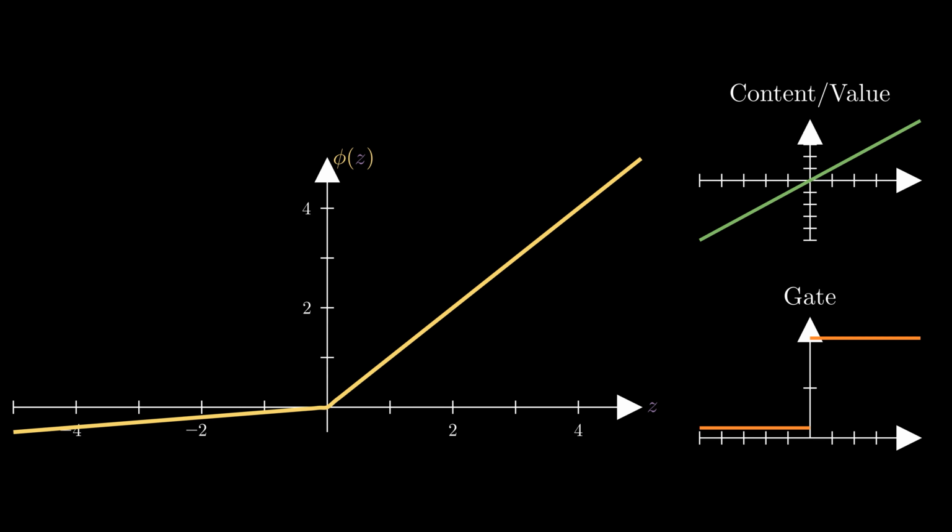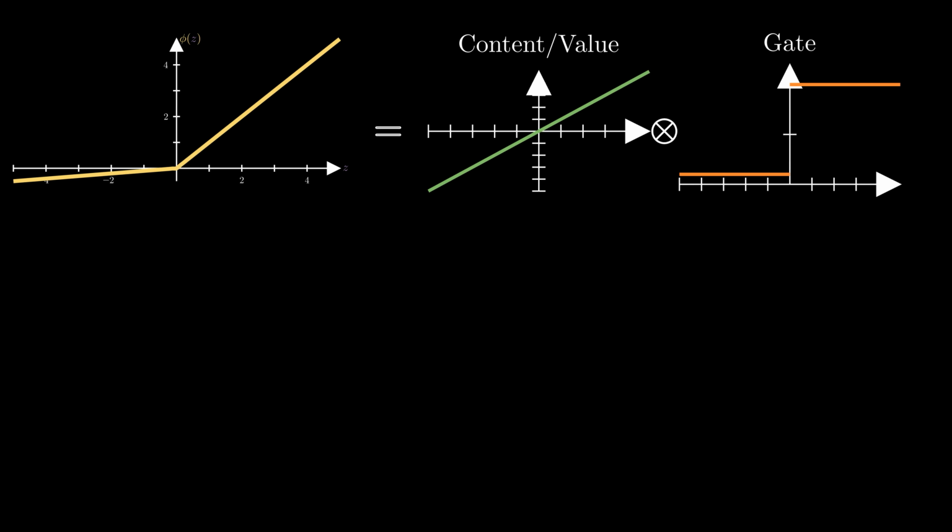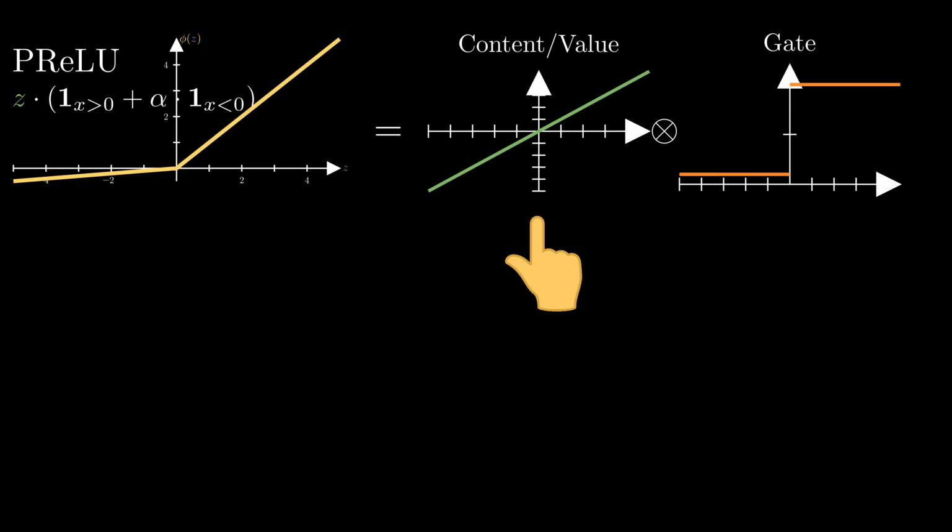Here, the activation is computed as the element-wise multiplication of two components for each input value z. The first is the content function, which passes the input through unchanged. The second is the gating function, which controls how much of the content passes through, essentially an adaptive filter.